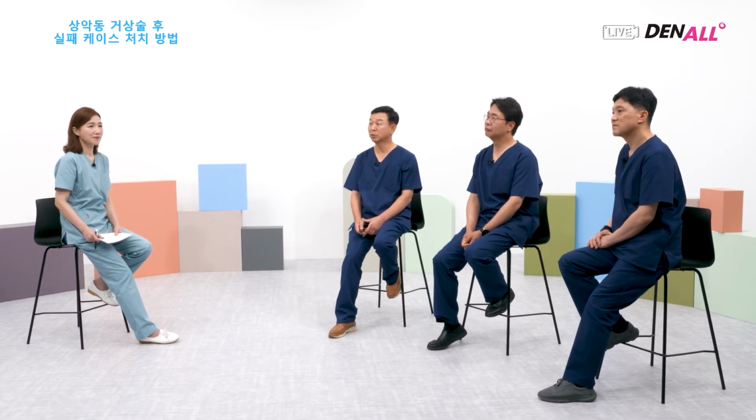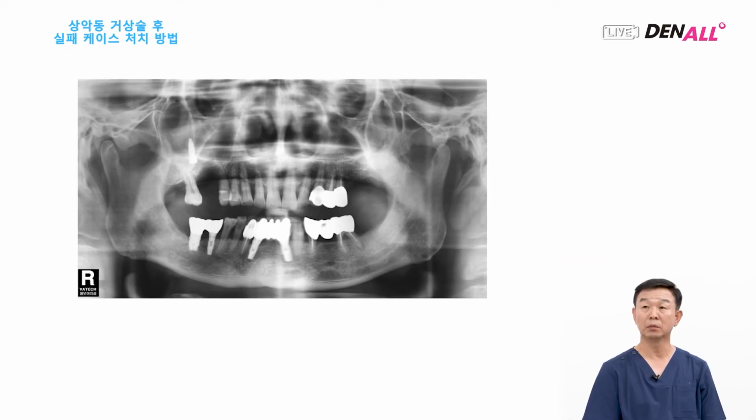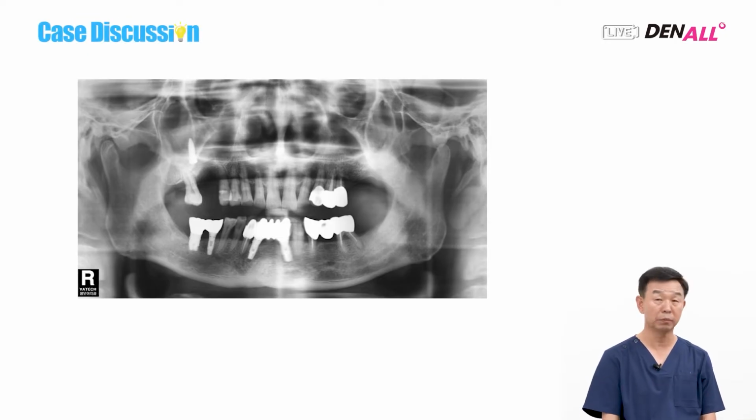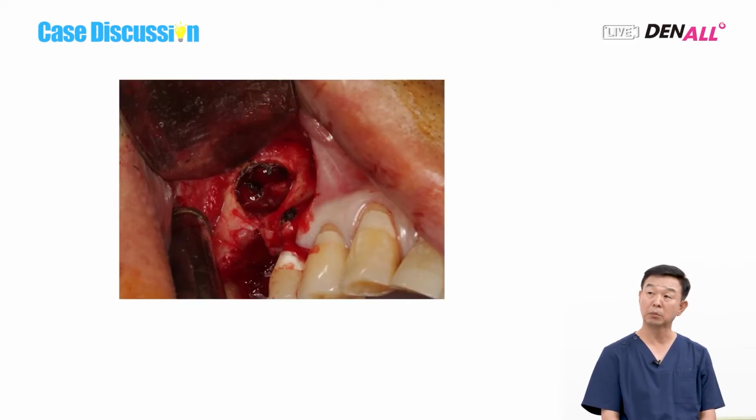Dr. Jeong, I have prepared a case similar to this. I hope this helps. In the upper right, the number 16 implant migrated into the maxillary sinus. The implants were placed in another dental office, and the implant migrated into the maxillary sinus. In this case, it can be removed if it occurred shortly before. A big window, a lateral window, is created on the side wall.